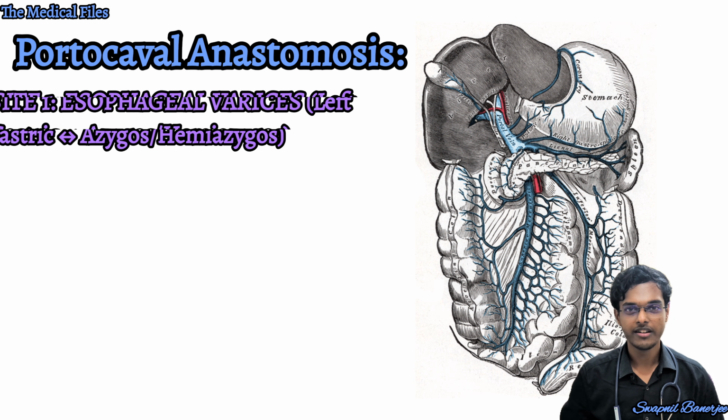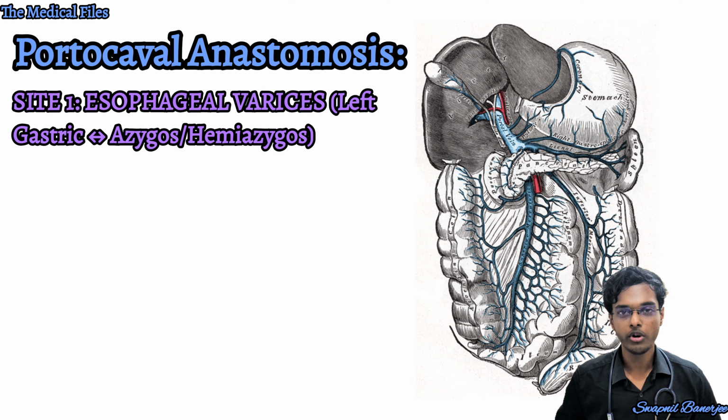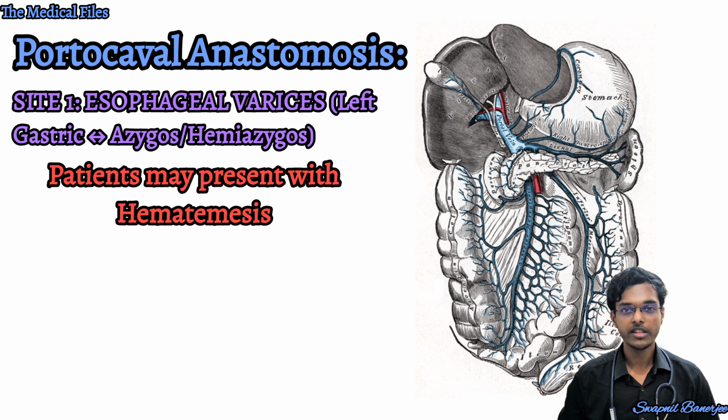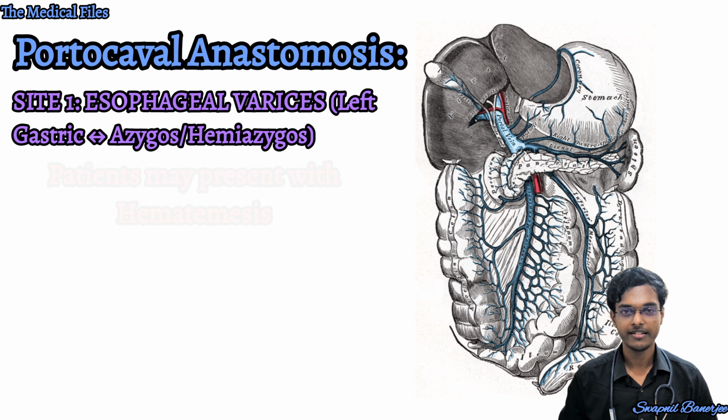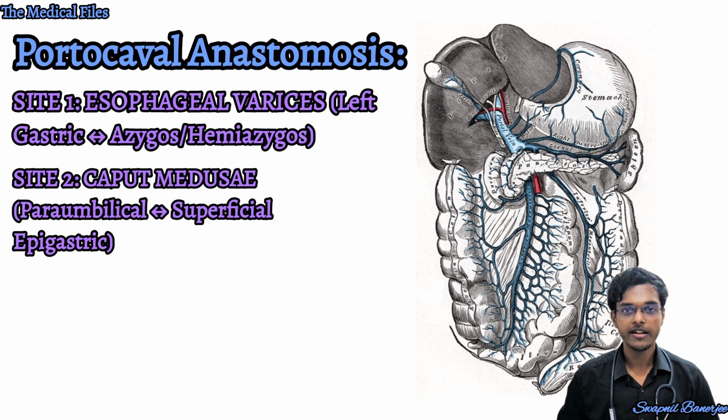So firstly, site 1, the lower esophagus. Here the portal part comes from the esophageal branches of the left gastric vein, and the systemic part comes from the esophageal branches of the azygous vein or the hemiazygous vein. Remember the patients with esophageal varices present with hematemesis or blood in vomiting. Now the site 2, that is the umbilicus. Here the portal part is derived from the paraumbilical veins and the systemic part is derived from the superficial epigastric veins. So here the engorged veins present like the caput medusae.